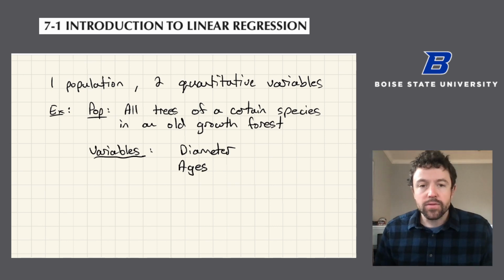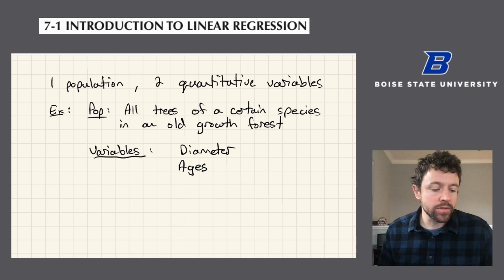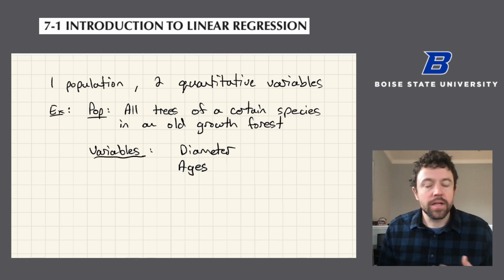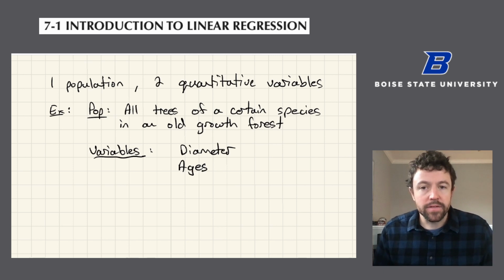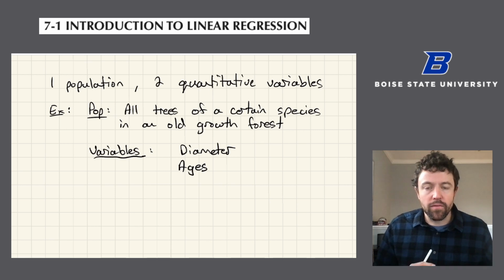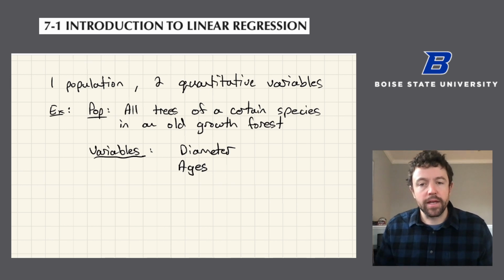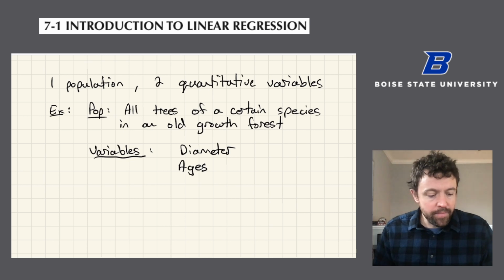And when we have this sort of situation, when we have a single population and multiple variables, there are two main things we might want to do with these variables. One thing we could do, which we'll leave until section 7.2, is we could just simply ask, is there a relationship between these variables? That is to say, if I know something about the value of one of the variables, does that tell me anything about the value of the other?